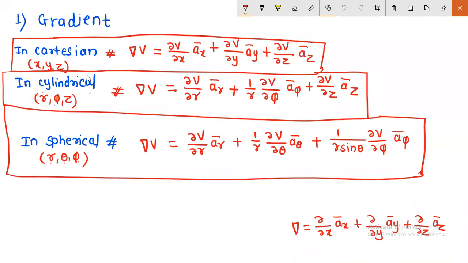So all of you understood this gradient, all formulae. You have to remember all these formulae. Similarly we can write for the divergence and curl. Can I erase this? After that, we are going to see the examples also. I hope completed. Then second is the divergence.